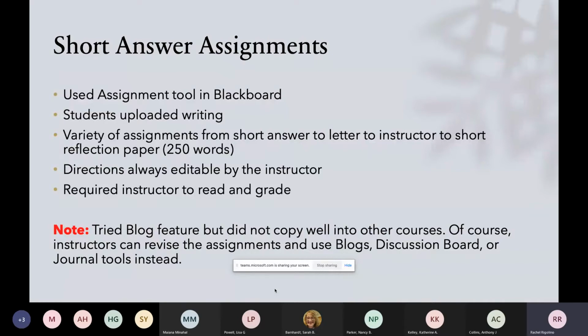So all of this, keep in mind, was deployed over all of our sections. People could edit things as they wanted to. I said I used the blog feature. It didn't work that well. I just wound up using short answer or sometimes discussion board.